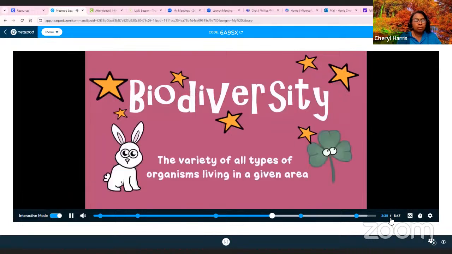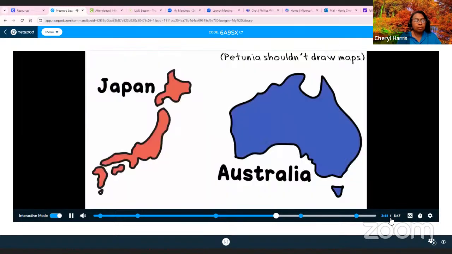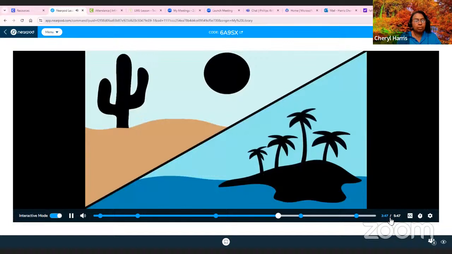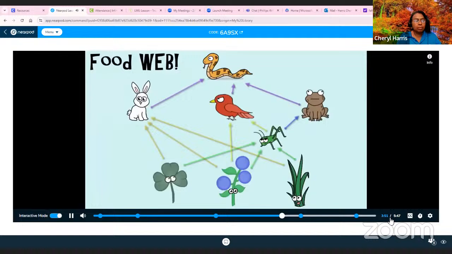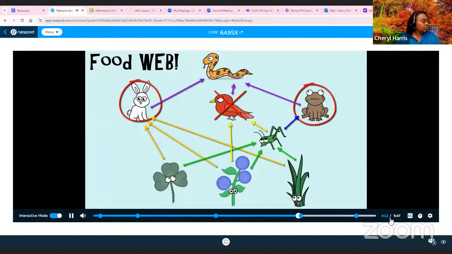Biodiversity is the variety of organisms, all types of organisms, living in a given area. The size of the area that we're talking about, as well as the climate of the area, directly affect the biodiversity that is present. Biodiversity can contribute to the sustainability of an ecosystem. What I mean by that is, let's say there was a decrease in the amount of small birds in this food web. It's likely that will be harmful to other organisms. However, it is not the only thing that the snakes feed on. They have other options because of the biodiversity.